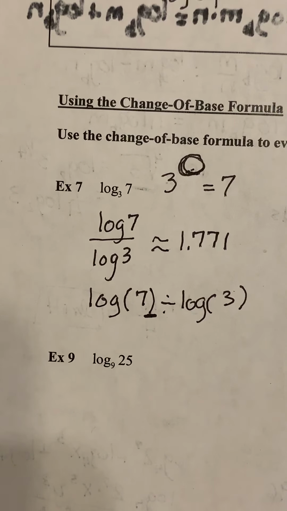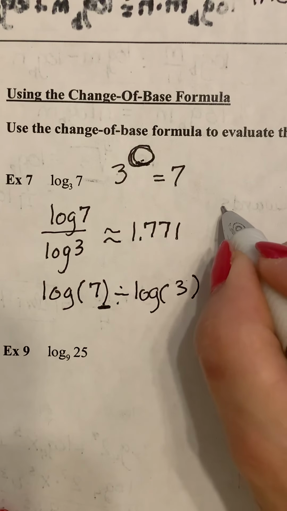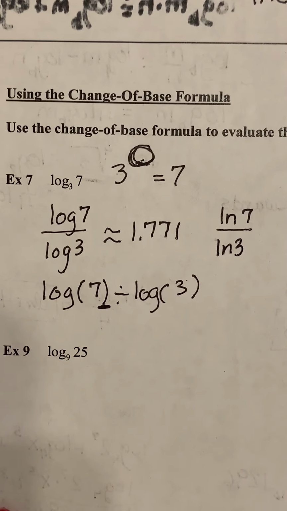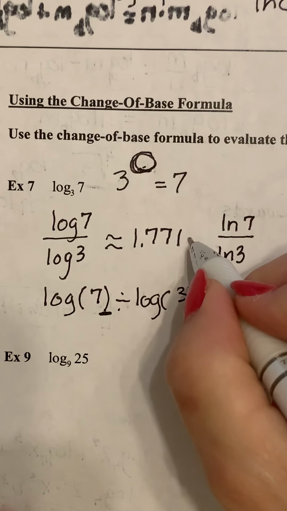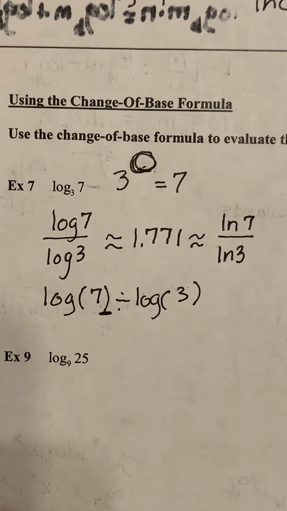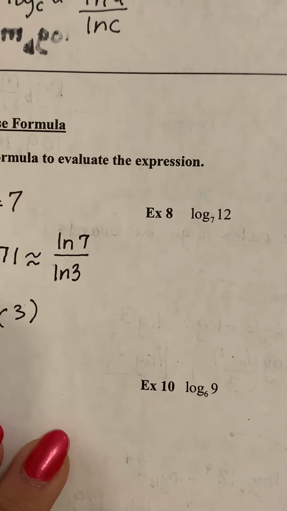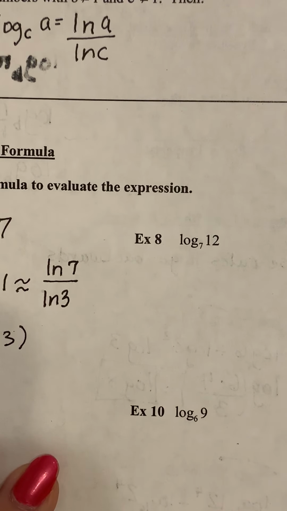Now I want you to notice that if you go ahead and do the natural log of 7 divided by the natural log of 3, you're going to get the exact same answer. So it doesn't really matter if you use log or if you use natural log. Okay. We're going to go over to number 8 now. Now, if you want to, you can turn the video off and you can try the rest on your own. Then turn the video back on and see if you got them right. So that's totally up to you.